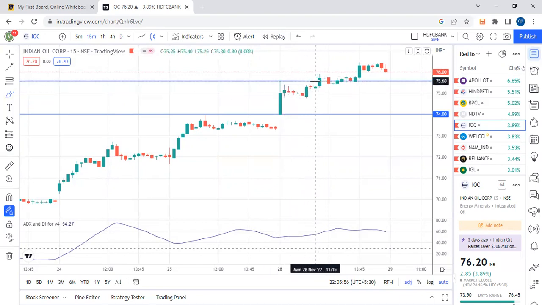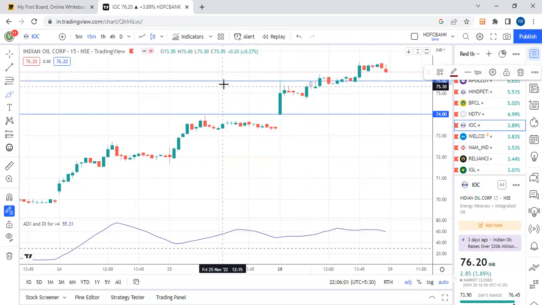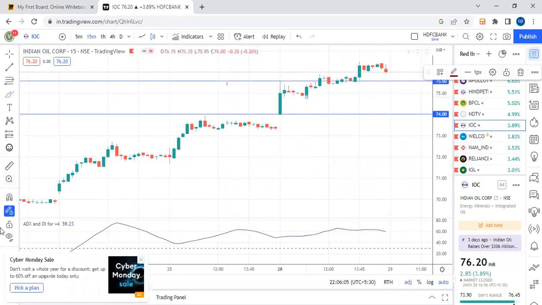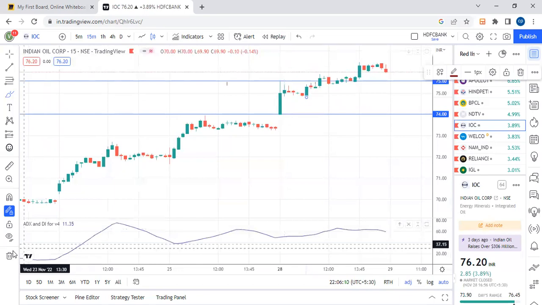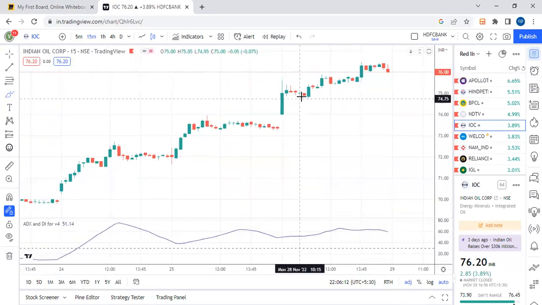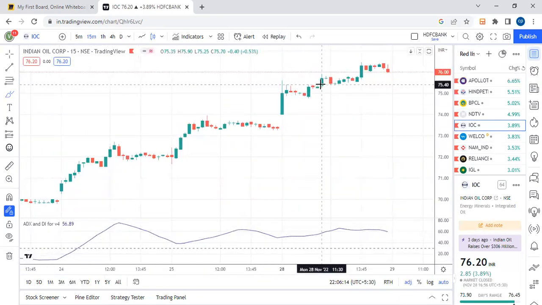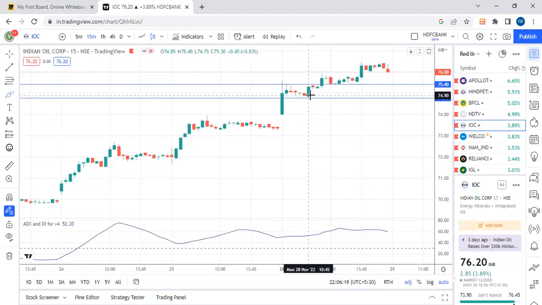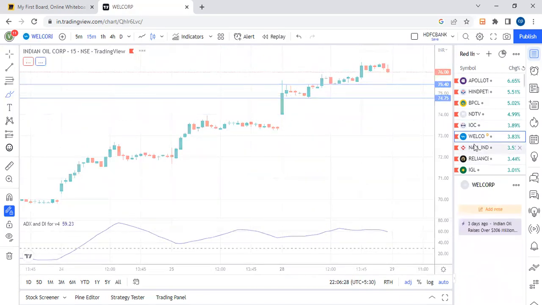Or else, what you can do is initiate the trade here. Whenever this green candle breaks out, at that moment we'll initiate the trade, like here. How much stop loss do we have here? Less than 1 rupee stop loss. Okay, so like this we'll trade.